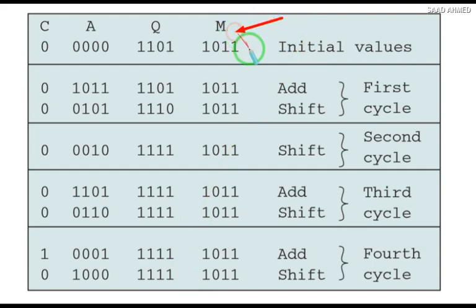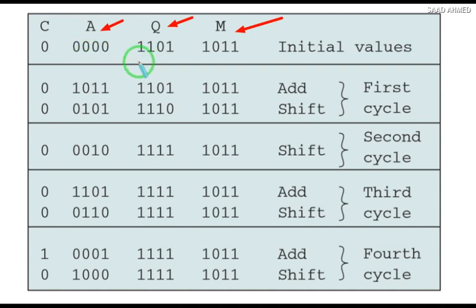We have the M register, which is holding the multiplicand, the Q register, which is holding the multiplier, and A will be holding the result with Q also. So these three are to remember, and if you look, M has 1011 as the initial value, Q has 1101 as the initial value, and A is 0000.